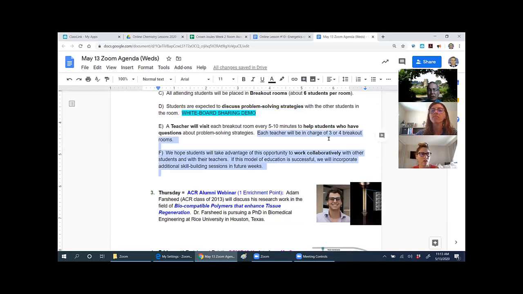We'll see how many total students we have and how many total teachers we have. But this is the goal. The goal is really each teacher has only 2 or 3 rooms. All right. We hope students will take advantage of this opportunity to work collaboratively with other students and with their teachers. So it's an experiment. If it fails, we'll never do this again. If it's successful, if people say, yeah, I learned something, it was good, I want to do this in the future, then we'll build this into every week.